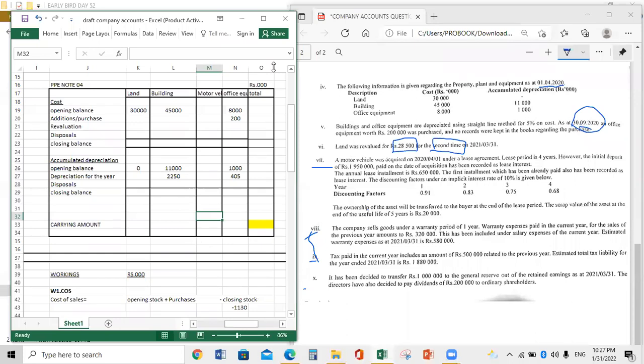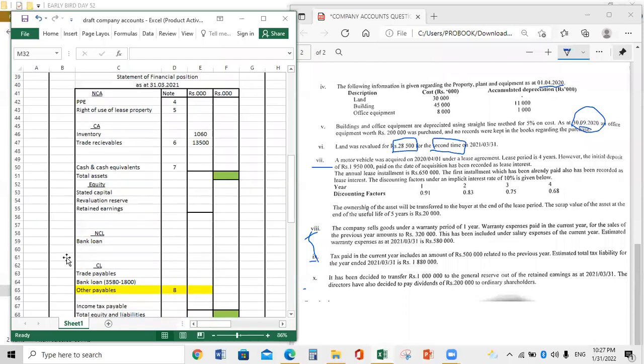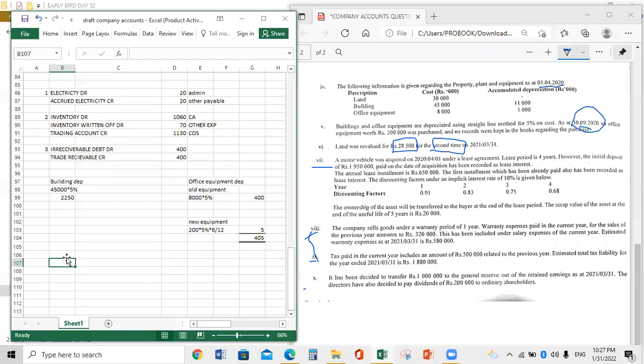Because if you get land revaluation, there's no accumulated depreciation, so it's easy for you. But you should make sure you know everything. I'm just telling you, if you get land revaluation, you can easily score marks, because you don't have to calculate accumulated depreciation or cancel accumulated depreciation.